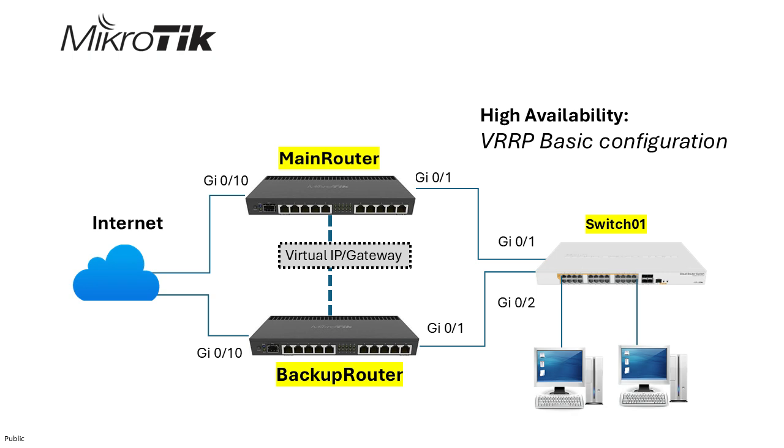VRRP, Virtual Router Redundancy Protocol, is a network protocol that ensures the availability of a default gateway for devices in a LAN. It is designed to increase the reliability of the network by automatically assigning responsibility for a virtual router, gateway, to one of the physical routers in a group.